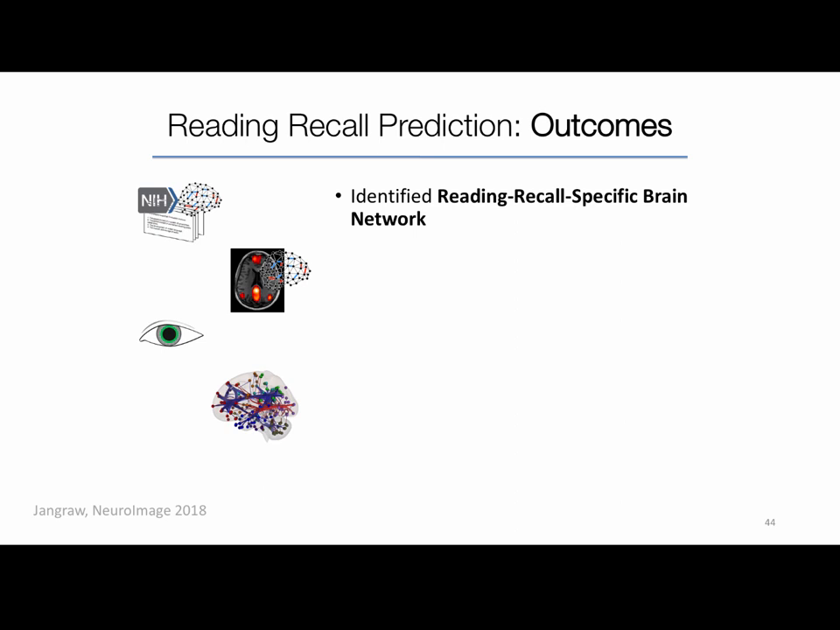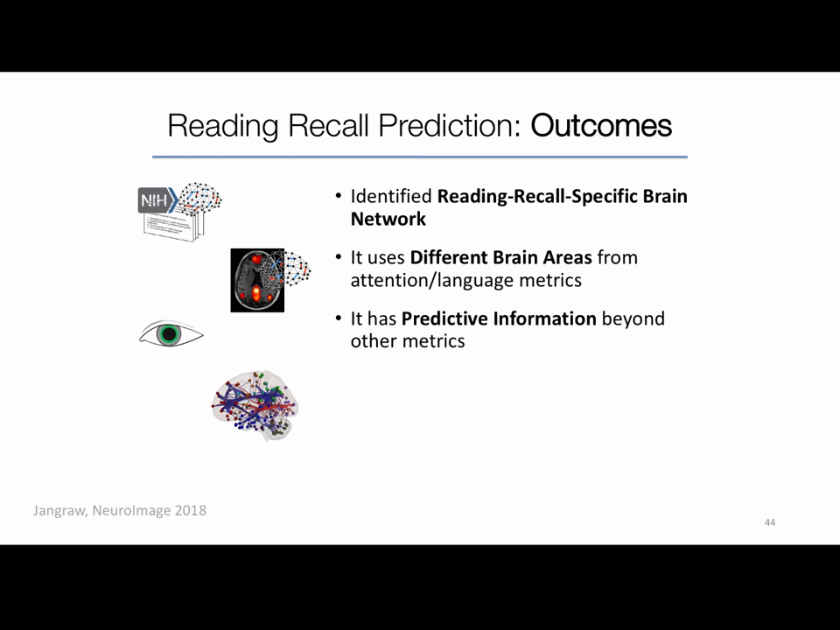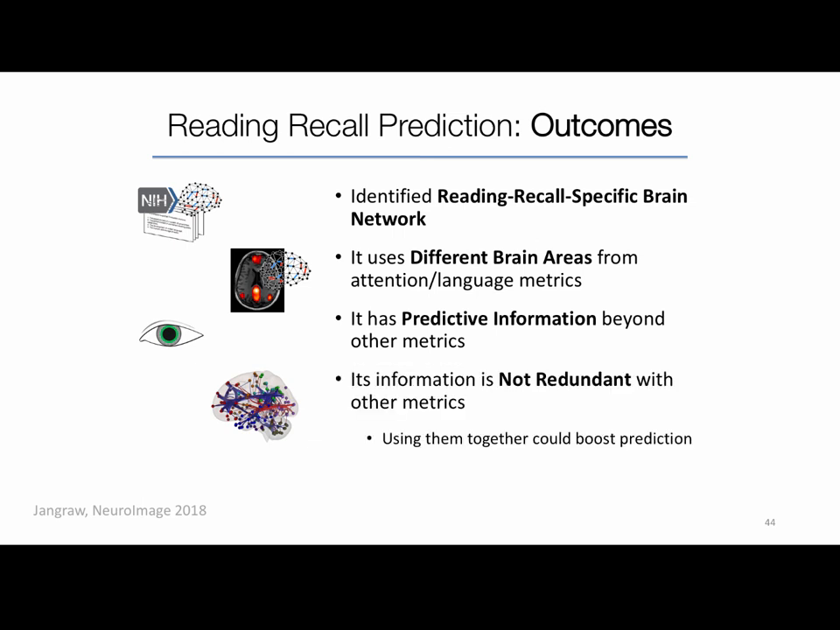So in this case study, we identified this reading recall specific brain network. We found that it used different brain areas from attention and language metrics. So again, this is a way that we can sort of shed more light on the neural processes that lead to reading recall. It has predictive information beyond other metrics, so there's an advantage of using machine learning methods and a data-driven approach. And this information is not redundant with other metrics. You may be able to use them together to boost prediction.